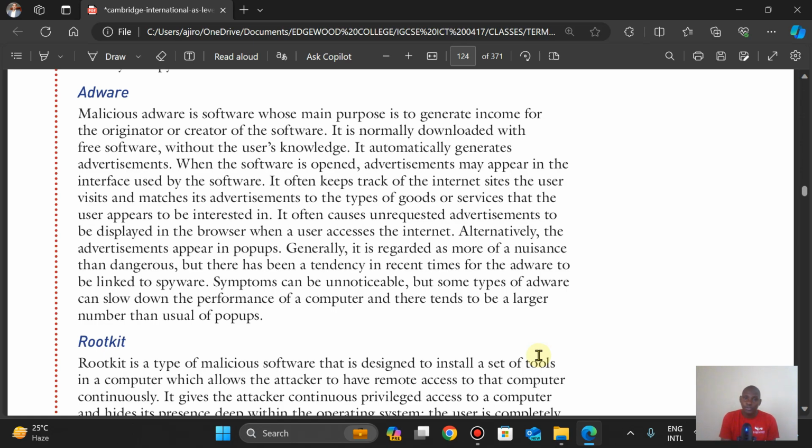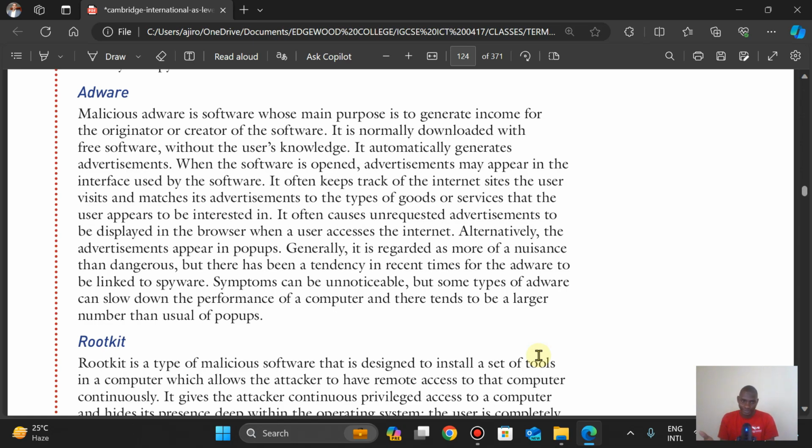It's also a way of generating income for the originator or creator of the software. It can also keep track of your activities, so you have to be careful. It often causes unrequested advertisements to be displayed in your browser when you access the internet. Alternatively, they can be pop-ups. Like I've said, it's regarded as more of a nuisance than dangerous. It's not dangerous, but it's just popping up. So it can generate a lot of income for the originator or creator of the software. Symptoms can be unnoticeable, but the adware can slow down the performance of the computer. Why is it not dangerous?